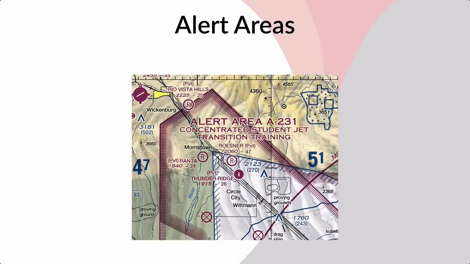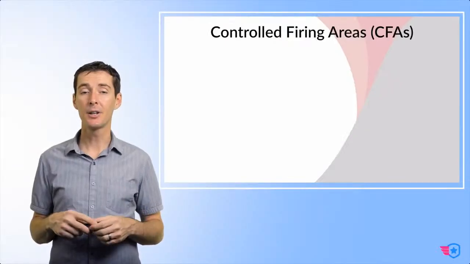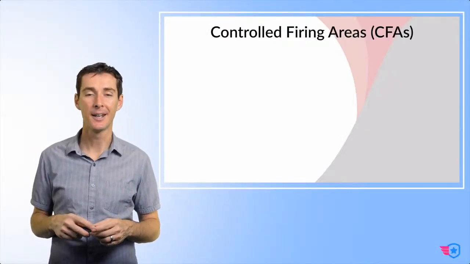Now you see this one, it says concentrating student jet transition training. So let's take a look at this one specifically from the sectional chart. 500 feet AGL to 6,500 feet AGL, continuous, and that's going to be controlled by Luke Approach from Luke Air Force Base, 118.5. The last type right here is called a controlled firing area.